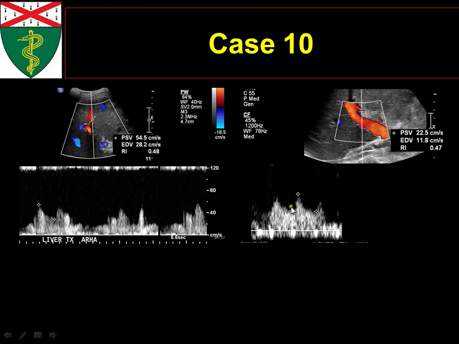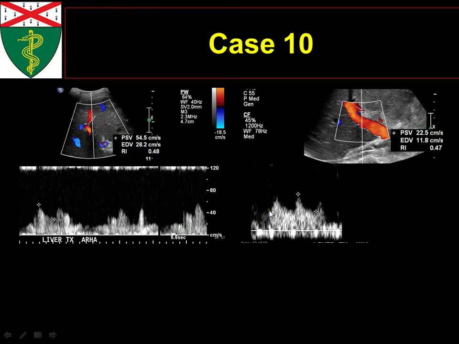This one here. Low peak systolic velocity. It almost looks like a collateral vessel, maybe. Okay, that's a possibility. Anything else? So it kind of looks like a TARDIS. I mean, I guess kind of.